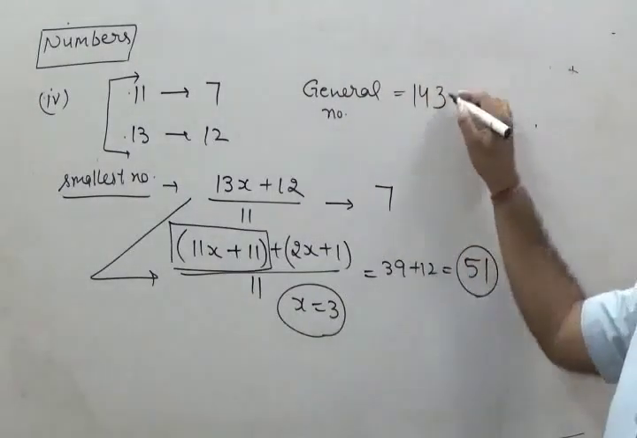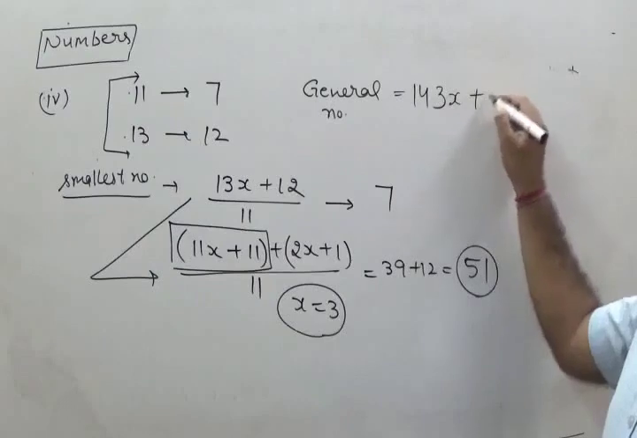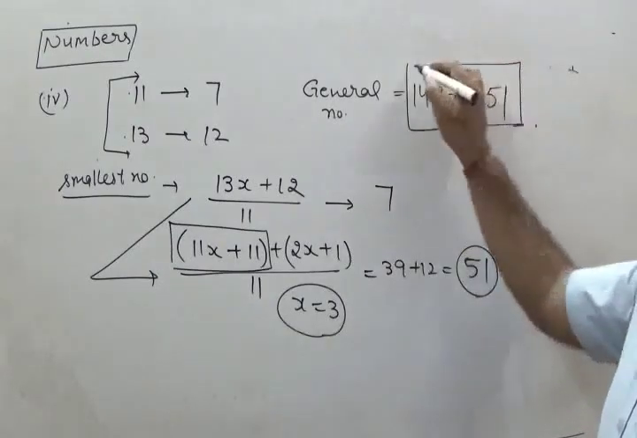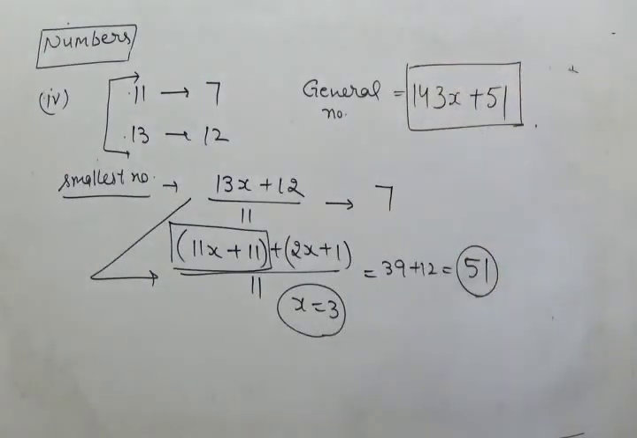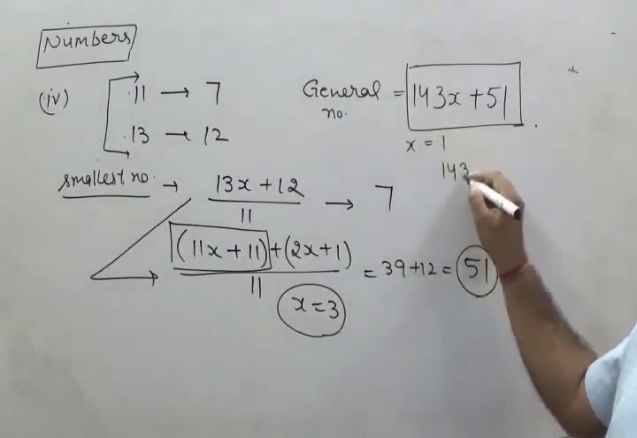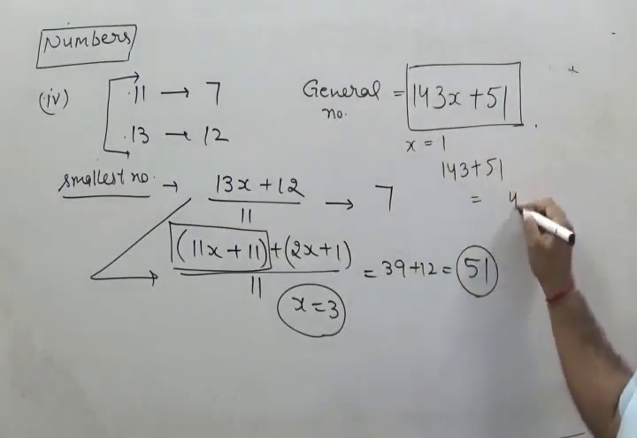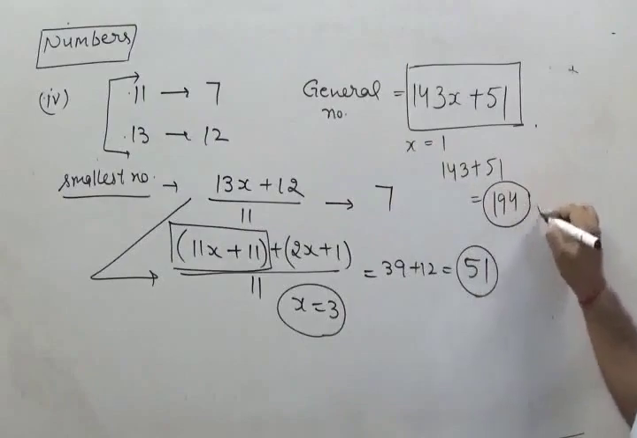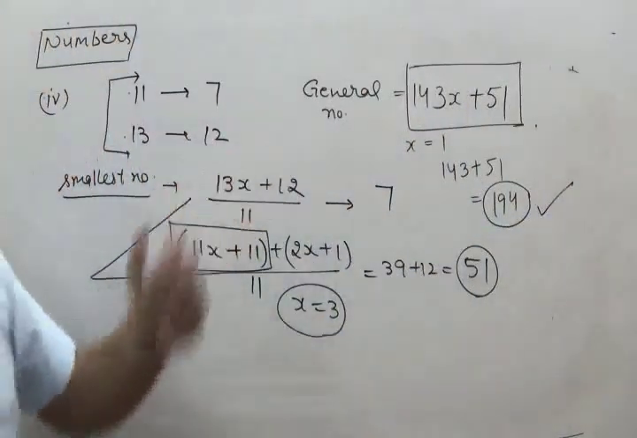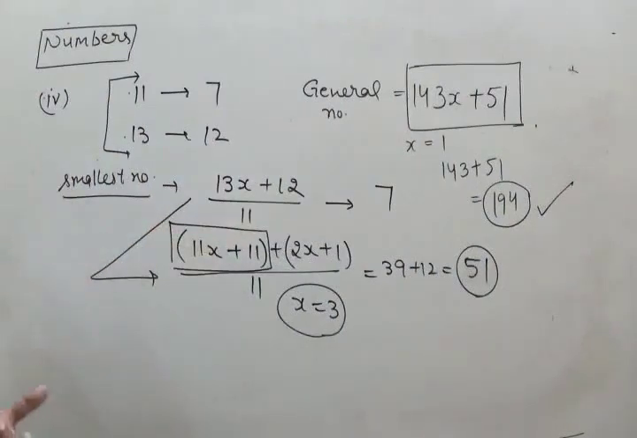So I may write my general number as 143x plus 51. Now to find the second smallest number, put x equal to 1, and you get 143 plus 51, which is 194. Similarly, to find the third smallest number, put x equal to 2 and just add. Or if I have to find the largest 3-digit or 4-digit number, first find the closest multiple of 143 and then add 51 to it, and your answer will be there.